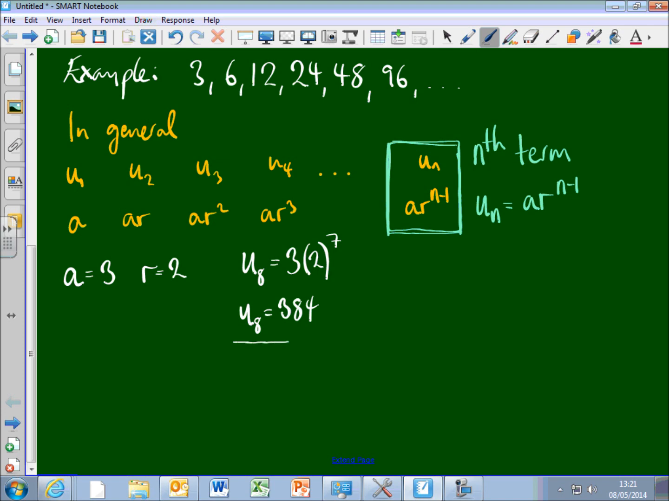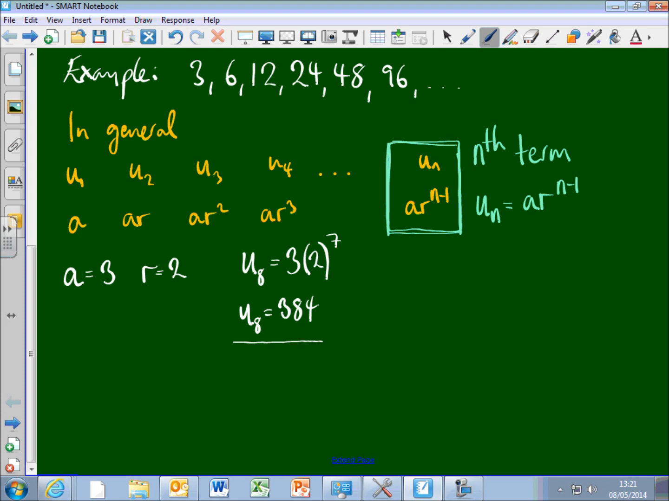Okay. Any questions on that, first of all? Is everyone happy doing that? Yeah, A is the first term of the sequence, R is the ratio, and if you want to find a certain term of the sequence, you just do A times R to the power of n minus 1. Whichever one you're looking for, minus 1.